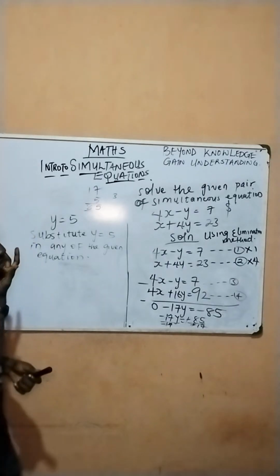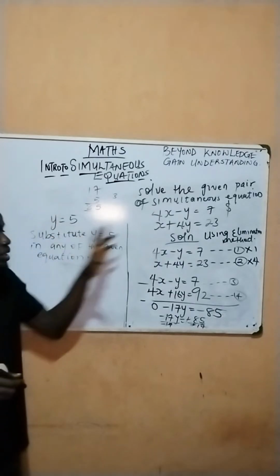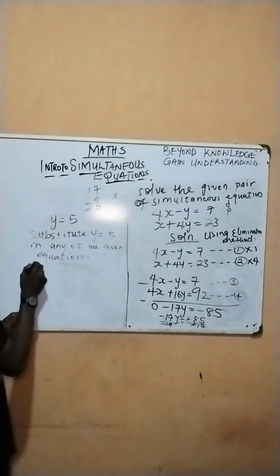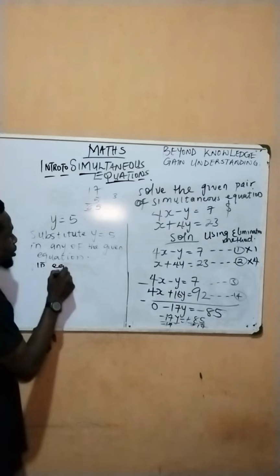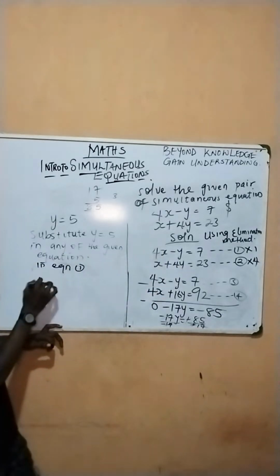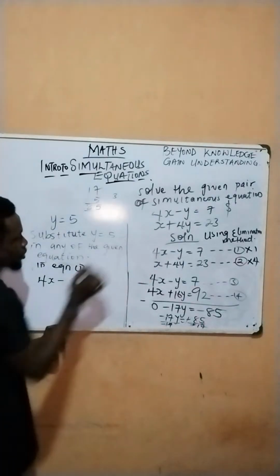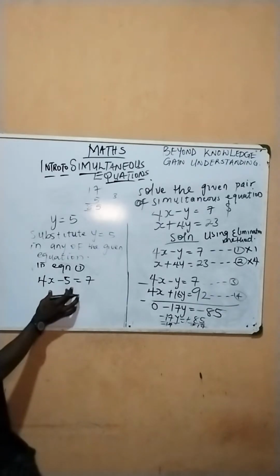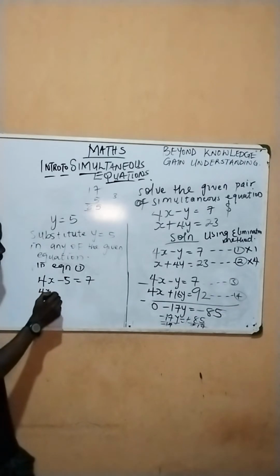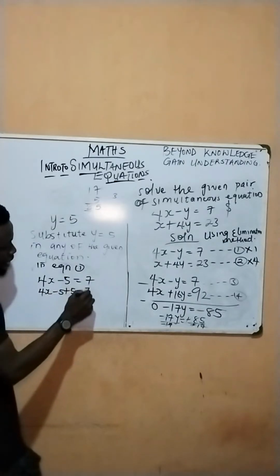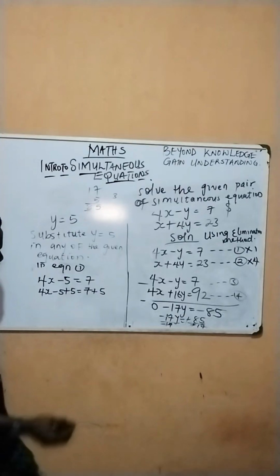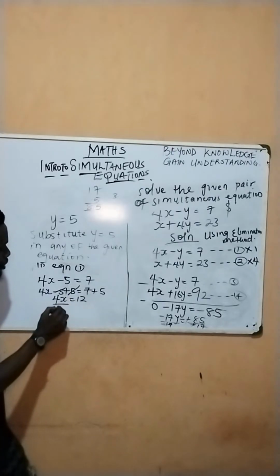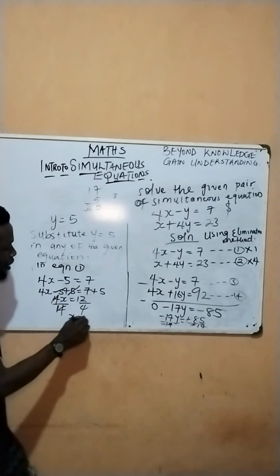So now this is what we have here. By the way, if you substitute this y to be equal to 5, any of the equations is going to stay 1. So I want to substitute it in, let's say, equation 1. Substituting in equation 1, it becomes 4x minus 5 equals to 7. And then we add 5 to both sides. 4x minus 5 plus 5 equals to 7 plus 5. The 5 here cancels, so you have 4x is equals to 12. Divide both sides by 4, and your x is equals to 3.